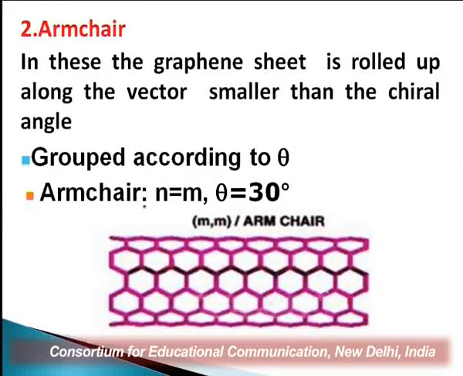The second is the armchair. In this type of rolling, n is equal to m and theta is equal to 30 degrees. So it is defined by the mm.